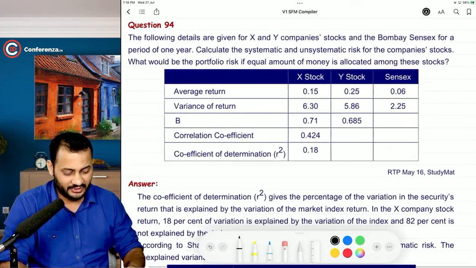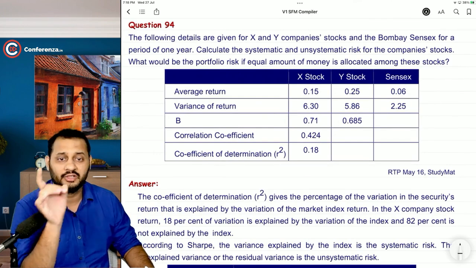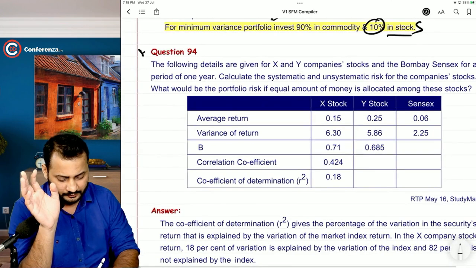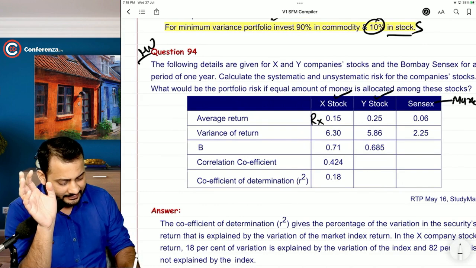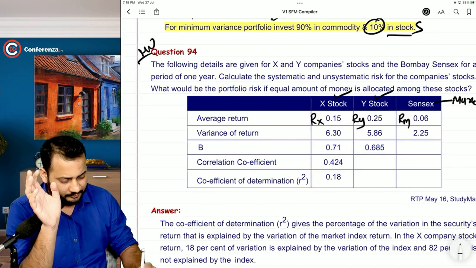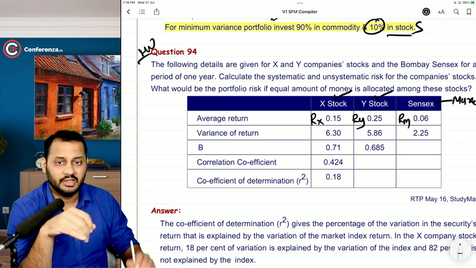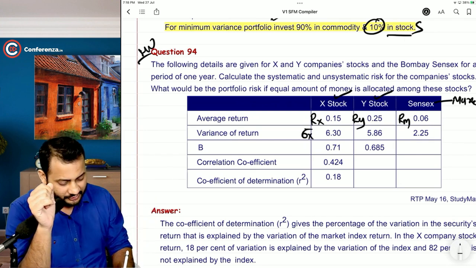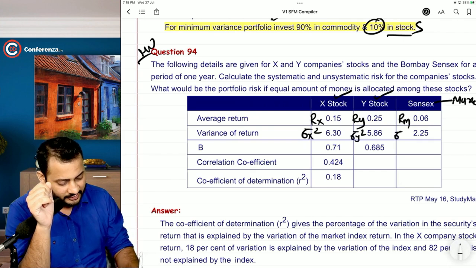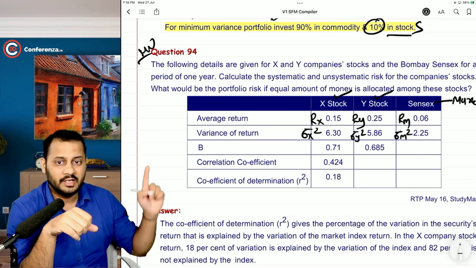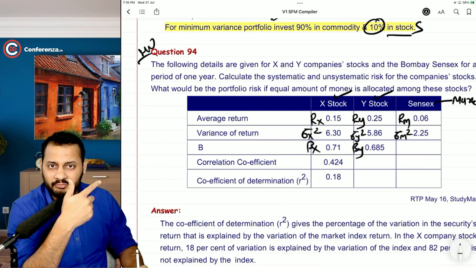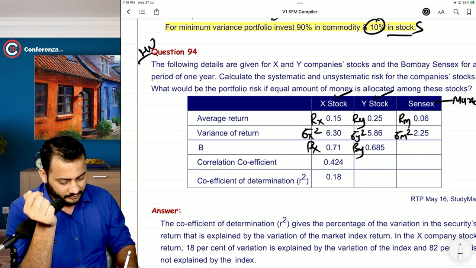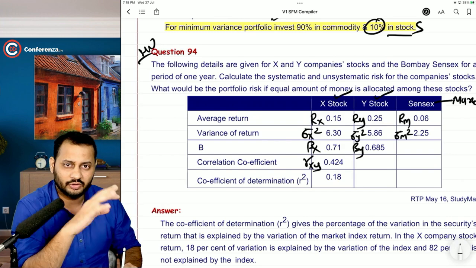Question number 94 is going to be the next question, and you know everything about this question. So this is going to be your homework, but let me just go through it. You have been given the stocks X and Y, and then the Sensex, which means market. Average return, that means RX and RY and RM. Market return 6%. Variance of the return, that means standard deviation of X square, standard deviation of Y square, standard deviation of M square, that is market variance. B means the beta of X, beta of Y. Beta of market is always 1, right? Correlation coefficient RXY with the stock.